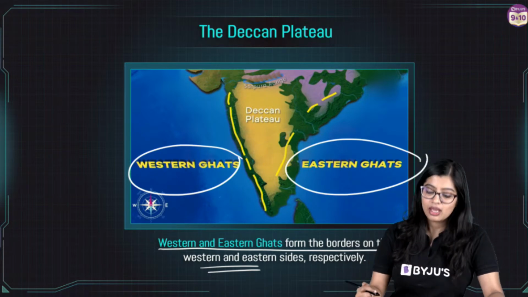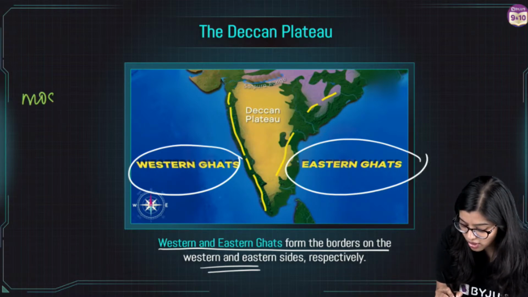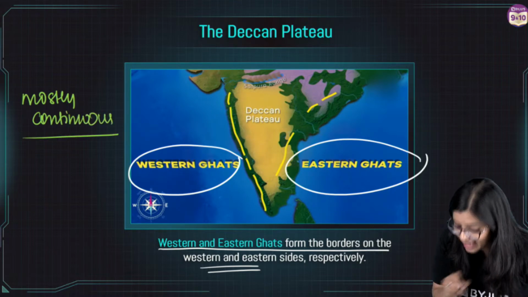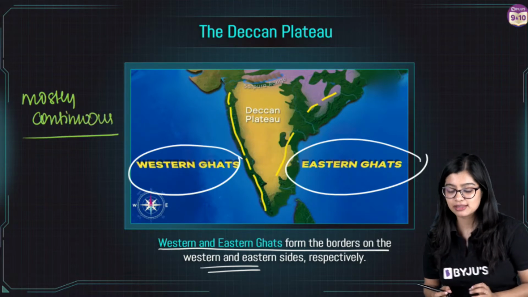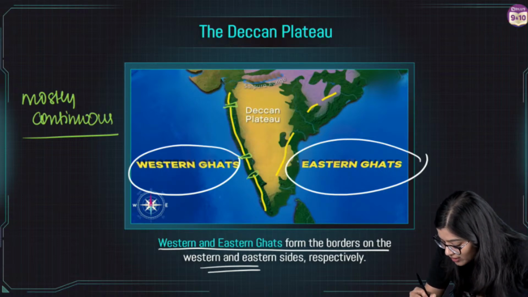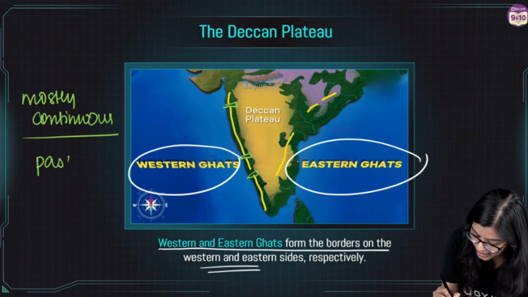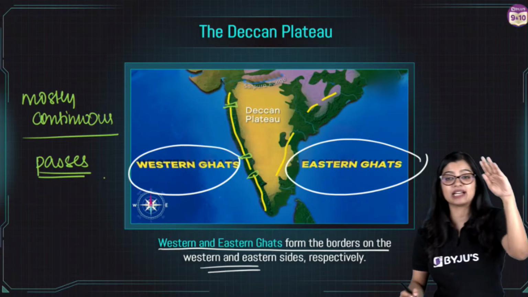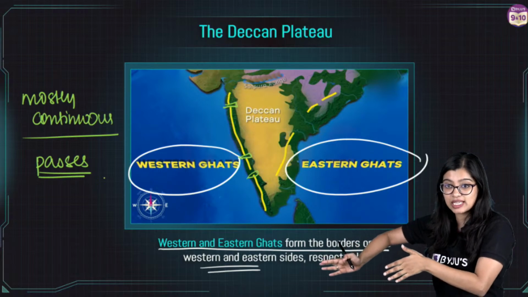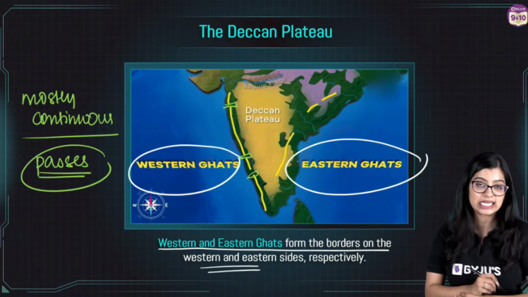Now, let me tell you that the Western Ghats are mostly continuous. Of course, we think that they are continuous, but it's mostly continuous, and there are small gaps present in these regions, which we call passes. Gaps that you see in the ranges are what we call passes, right?